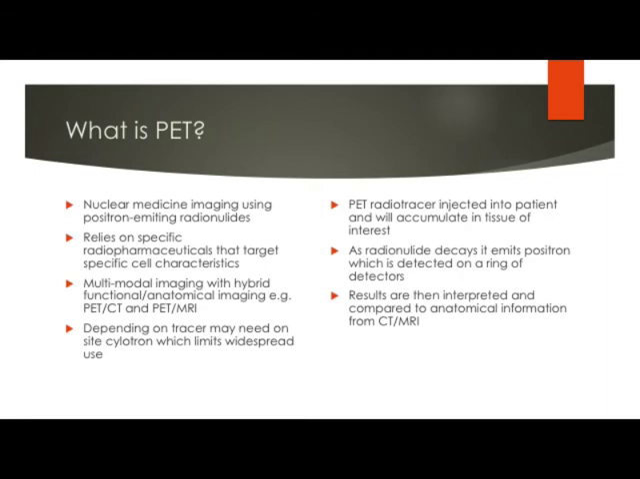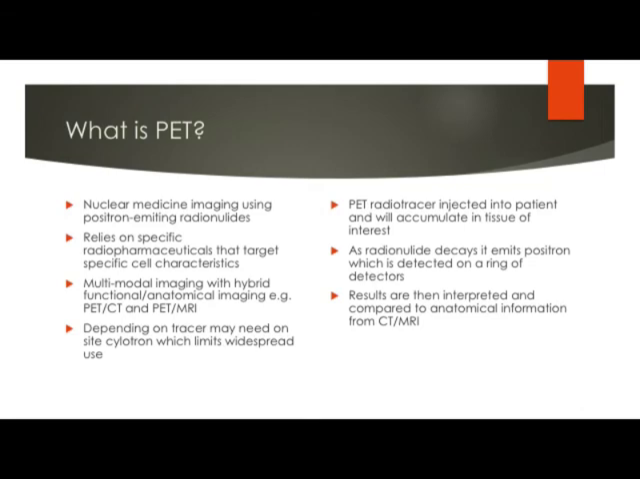So unlike a bone scan, which uses gamma emission, this uses positron emission radionuclides, and it relies on a specific combination of radiopharmaceuticals that will target a specific cell that has specific characteristics. And these days it often uses multimodal imaging, so you combine a PET with a CT or an MRI to give you both functional and anatomical information. The difficulty with PET is that, depending on what radio tracer you're using, sometimes they need to be made on site, so it can limit its widespread use, and it's relatively labour intensive compared to a CT.